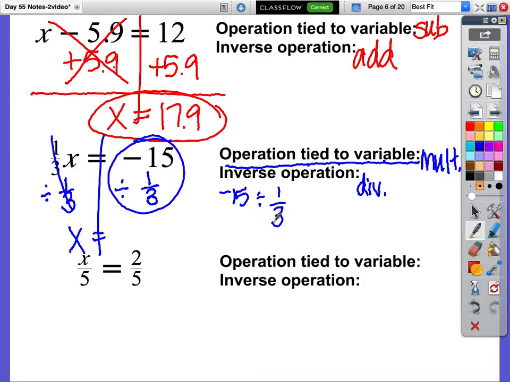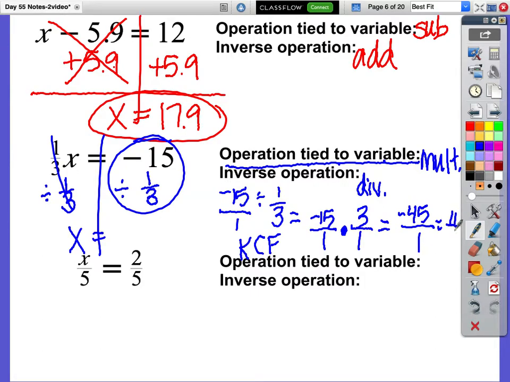Now, just as a reminder, this is a fraction problem. That does not mean you get to skip it just because it looks hard, because guess what? Put -15 over 1, and you've got a keep, change, flip problem where you have -15 over 1 times 3 over 1 if we're following our division rules. Keep, change, flip. That gives us -45 over 1, which simplifies to -45 whole. So if we go back to our problem, x equals -45. An alternate answer would be -45 equals x.